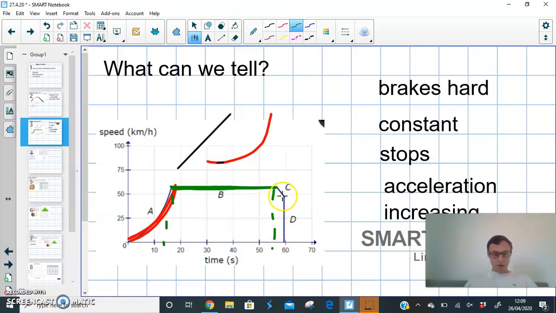Here it decelerates quite quickly, so we've got a hard brake here, point C, and then point D, suddenly there is no movement in speed, it just stops, it goes directly to 0, so it's braked hard, and then there is no further travelling, so it's the stopping motion. So you can tell a lot from the shape of a graph and what it means.